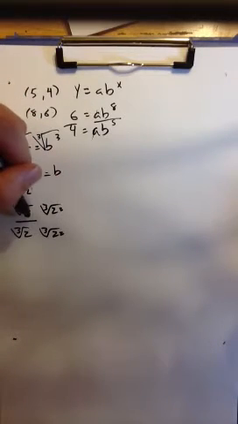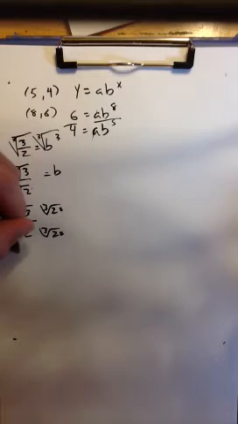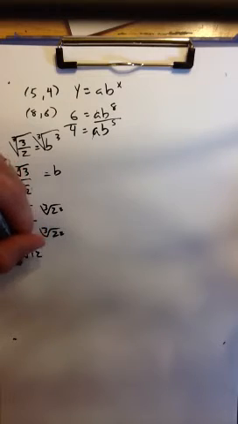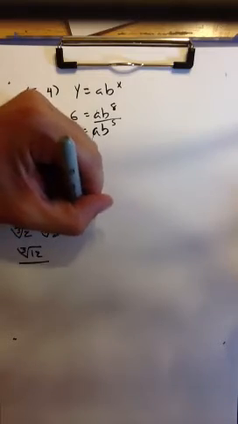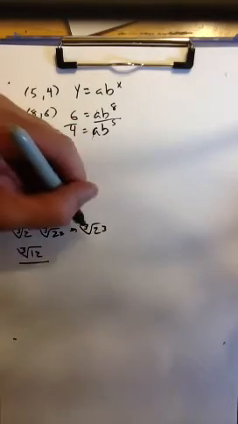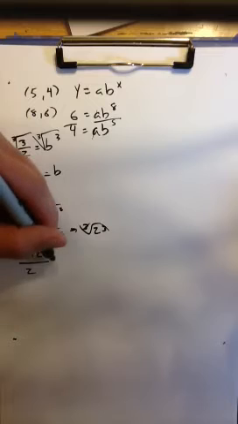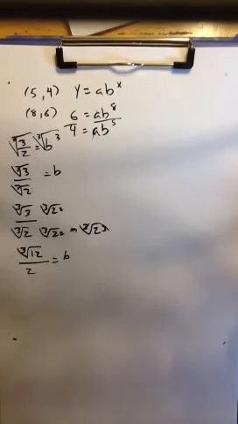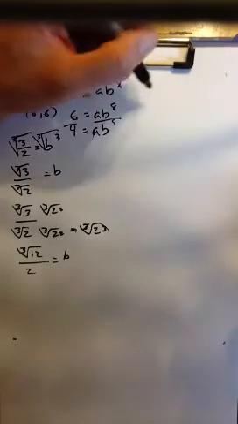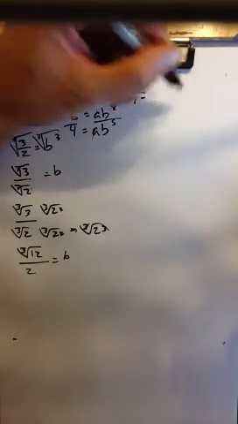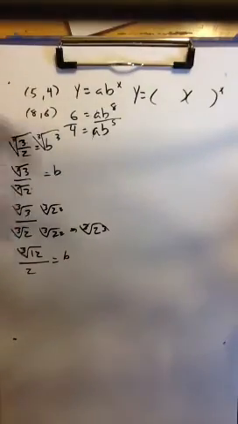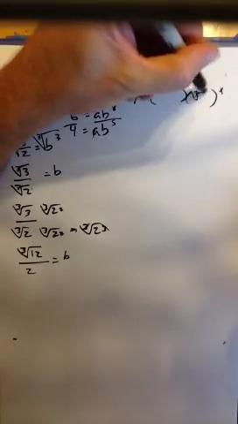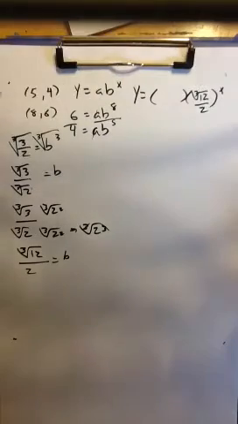2 squared is 4, and 4 times 3 is 12. So I now have the cube root of 12 over the cube root of 2 cubed, and you remember that cancels out. So here we go, I just solved for b. That was not too bad, you have to admit. So up here I'm going to say y equals a b to the x. Again, this was b, so we have the cube root of 12 over 2. Halfway done. Now the fun stuff.